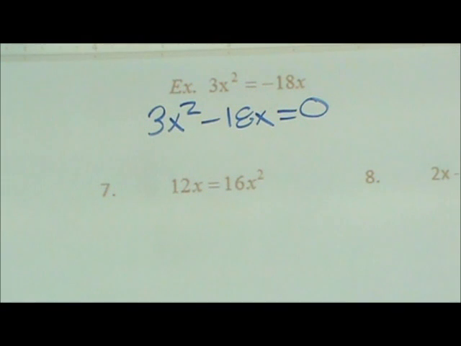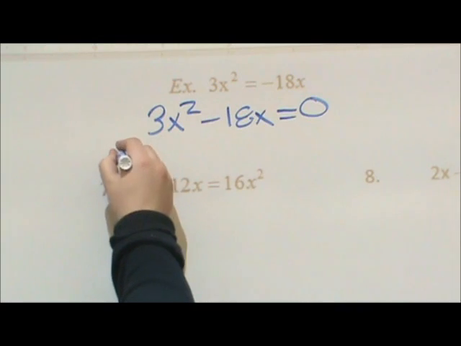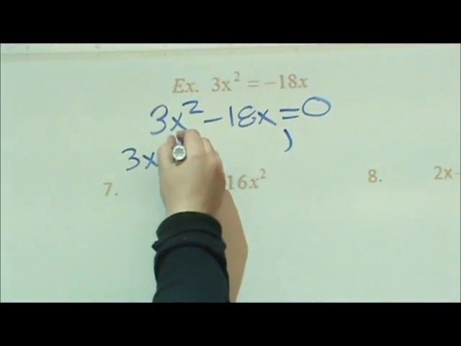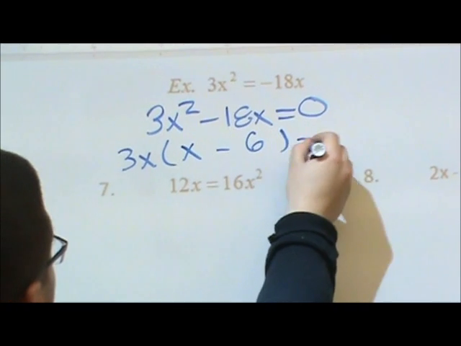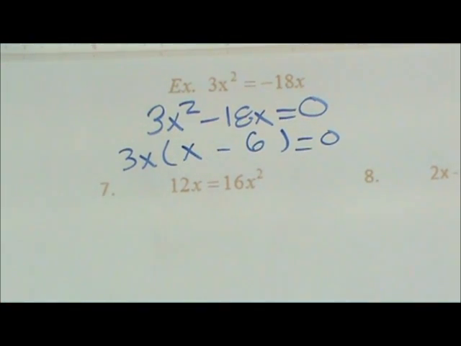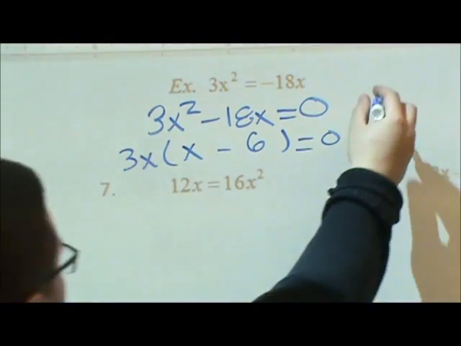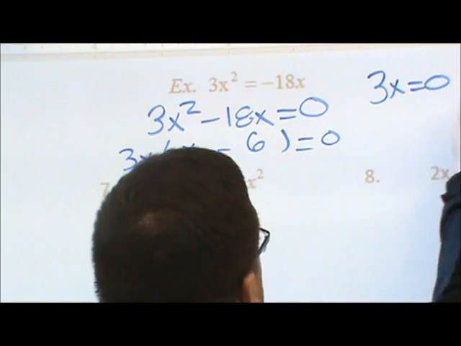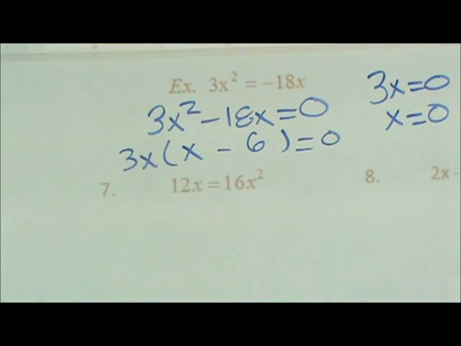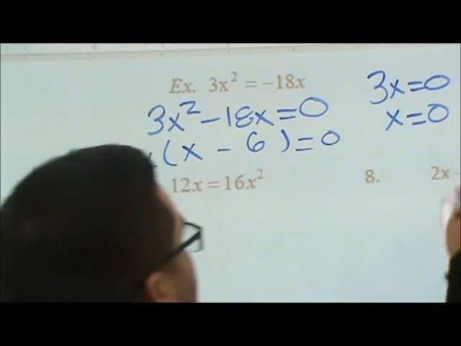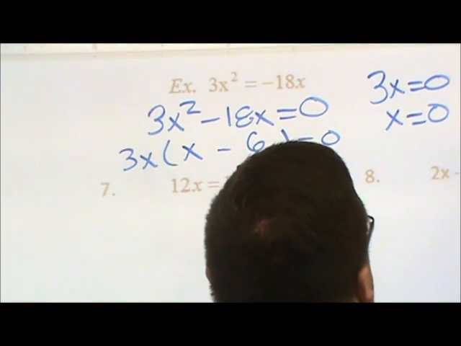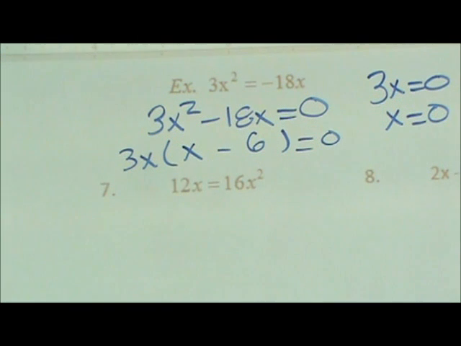And now we're going to do our GCF factoring. What's the GCF? Well, 3x times (x minus 6). And now we'll use the zero product property. This time, though, we don't have two parentheses, but it's okay. We set our factors equal to 0. So we set what's in front, 3x, equal to 0, and we solve and get x equals 0. And we set x minus 6 equal to 0, and we get x equals 6. And we've just found our two answers.